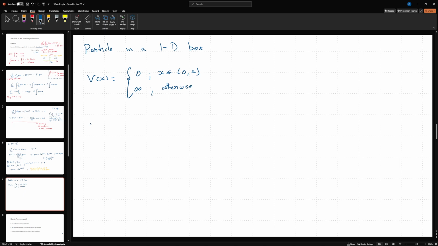Now for this we know psi of x is equal to square root of 2 by a times sine of n pi upon a times x, for x belonging to 0 to a, and again this is a piecewise definition, and 0 otherwise.